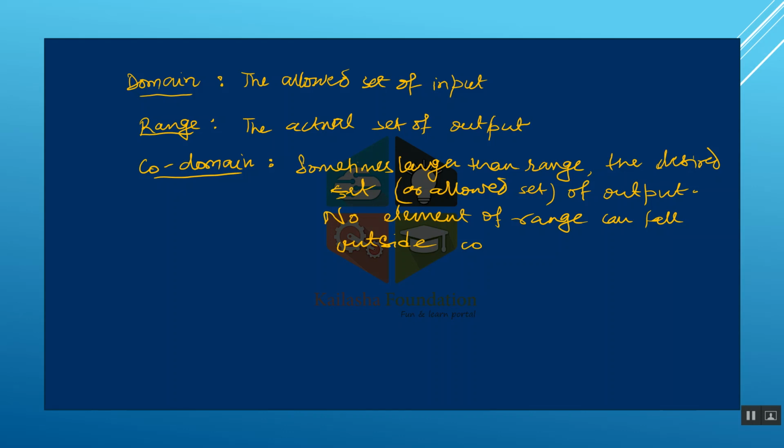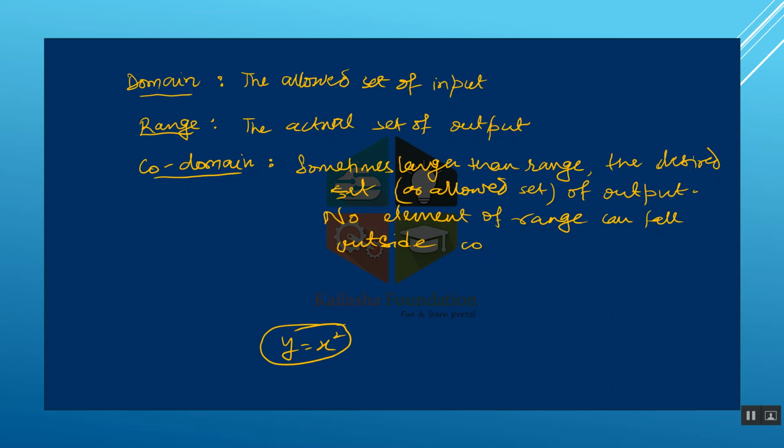For example, y is equal to x square. All of us know that every output we'll get will be a positive number. When we square any real number, we'll get a positive number every time, or maybe 0. So our range is 0 to infinity. But we can say codomain is all real numbers.